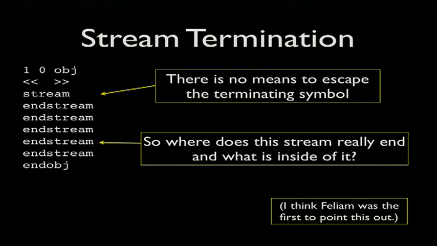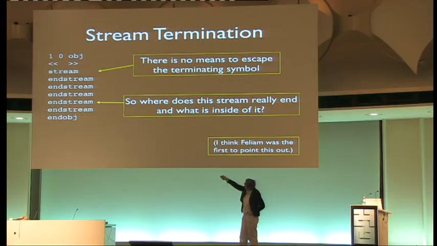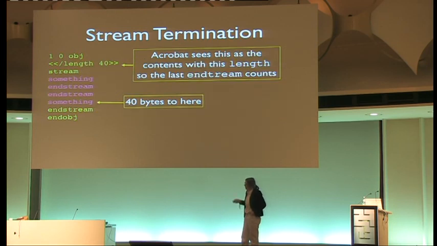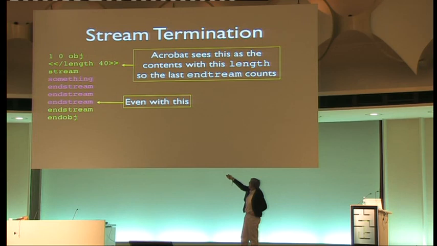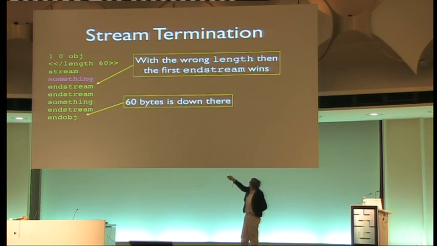Like, for example, where does this stream actually end, and what is inside of it? The answer is not that simple, because if you say there's 40 bytes in this stream, 40 bytes is the line feed right there, then essentially this is what's inside the stream. It doesn't actually matter what it is, you can even have end stream in there. If you have the length being something wrong, so it's pointing off past the end of the object, then it stops at the first end stream token, and these don't count, they're ignored.